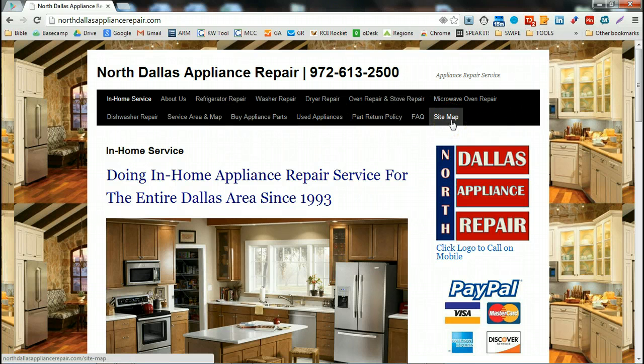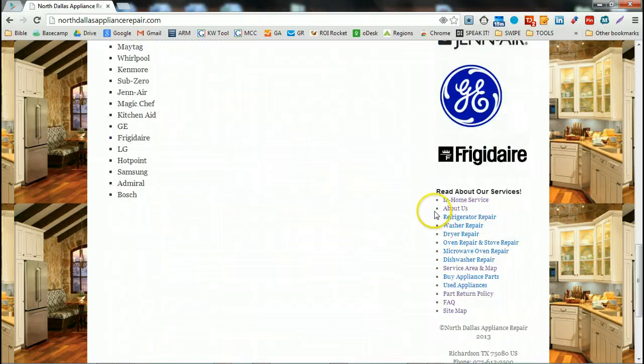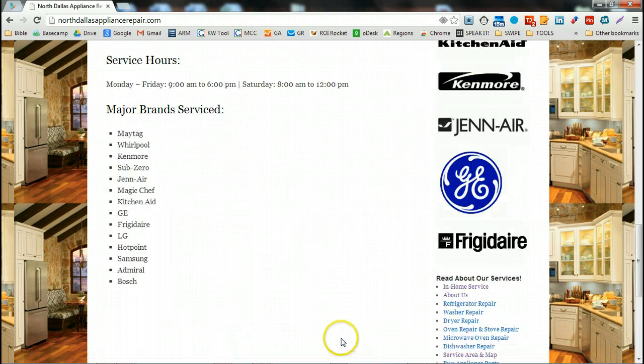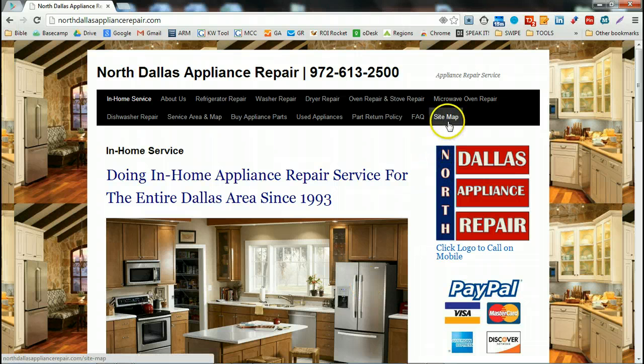Okay, sitemap, that's not important. If those links are absolutely necessary, I would put them down in the footer, at the very bottom of the footer where no one really sees them. Sitemap, FAQ, part return policy, used appliances, buy appliance parts, all of those should go in the bottom navigation. Those are not important. Those do not help to convert your traffic into leads and your leads into customers. So put all those in your footer navigation instead of your header navigation.